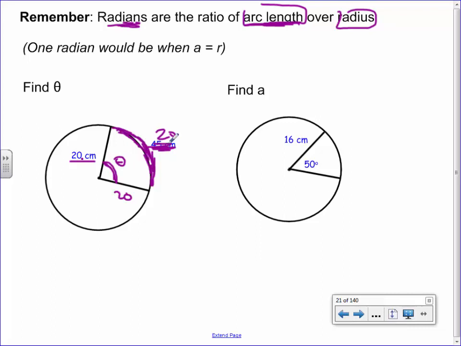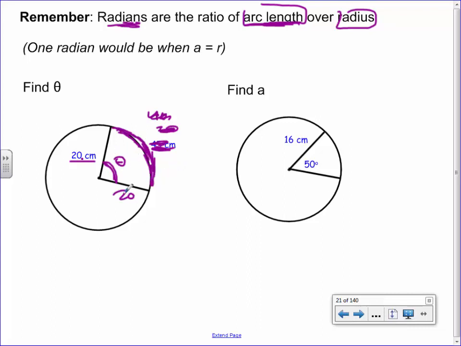Does that make sense? The reason why is that if they were all 20s, if this was 20 and 20 and 20, you'd have 1 radian. If this was 40, you'd have double the arc length to the radius, then it would be 2 radians. But because it's 45, we have roughly like 2 and a bit radians.